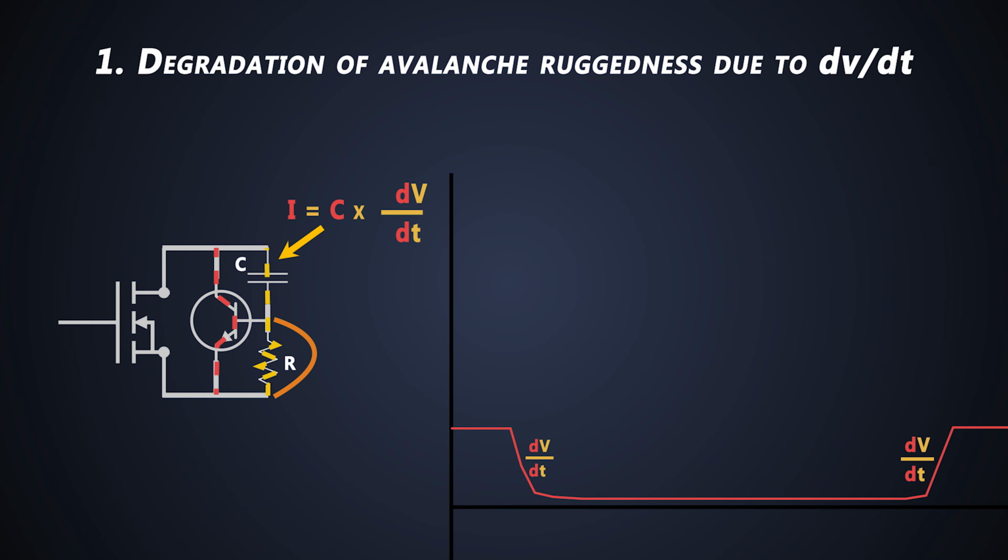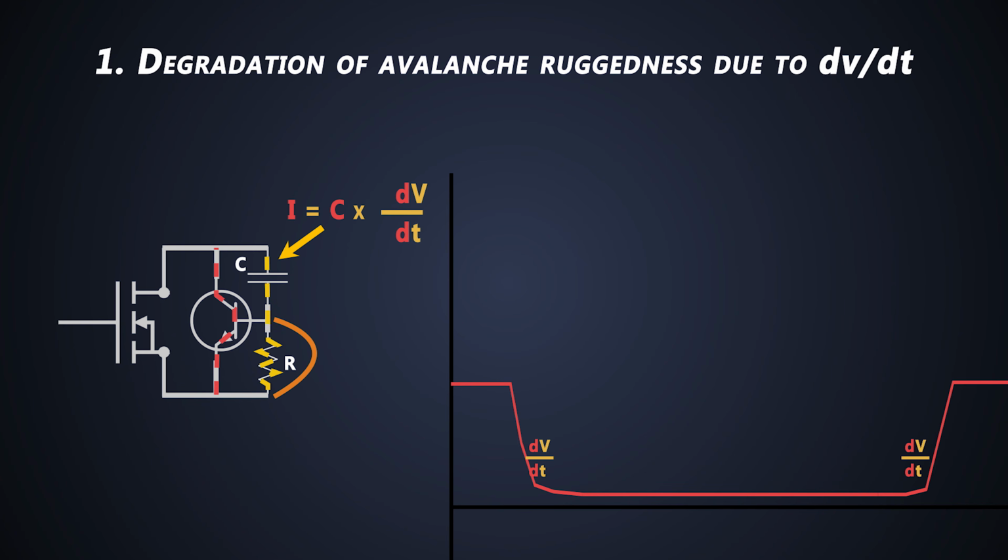The larger the dV/dt rate, the larger the current, and the larger the voltage across base and emitter becomes. The larger base to emitter voltage makes the parasitic NPN bipolar transistor more susceptible to false turn-on. At this time, if the drain to source voltage of the MOSFET is high, the parasitic NPN transistor might enter into secondary breakdown, causing permanent damage to the MOSFET.